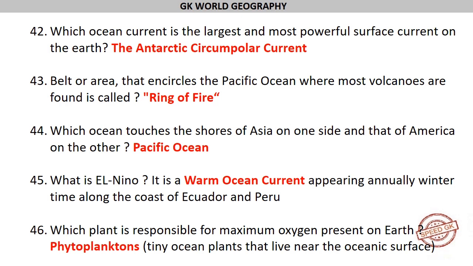Pacific Ocean. What is El Niño? It is a warm ocean current appearing annually in winter time along the coast of Ecuador and Peru. Which plant is responsible for maximum oxygen present on Earth? Phytoplanktons, tiny ocean plants that live near the oceanic surface.